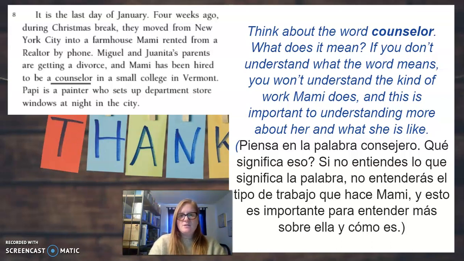Think about the word counselor. What does it mean? If you don't understand what the word means, you won't understand the kind of work Mammy does. And this is important to understand more about her and what she is like. So now that we know that a counselor is somebody who counsels or gives advice, right? Then that's important to know because it tells us a little bit more about who Mammy is, what she's interested in, and that she's interested in helping people, which is really nice.